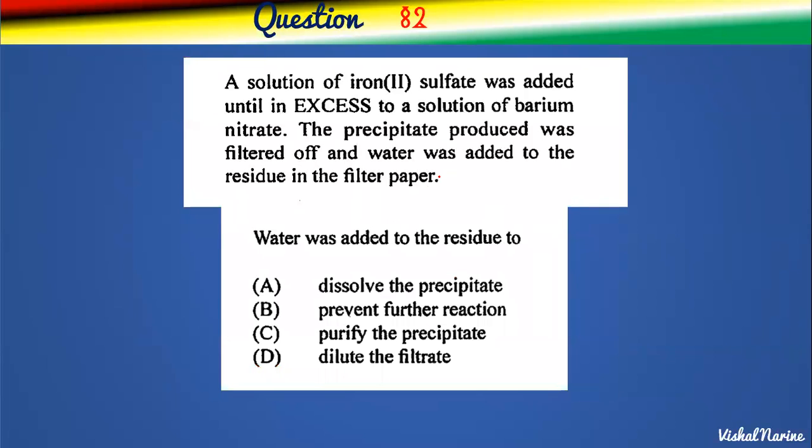Now, what was the purpose of adding water to the residue? So it says here that you're filtering, and the filter paper has the residue, so we add water to the residue. What was the purpose of adding water during the filtration process? It is to purify the precipitate. All right, so 82 is C.